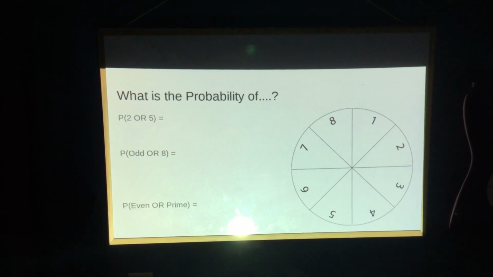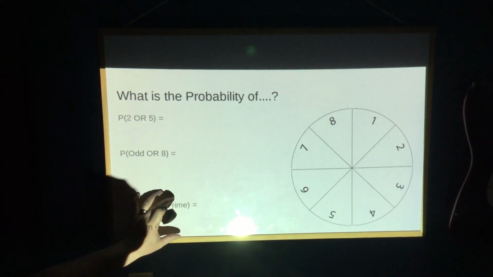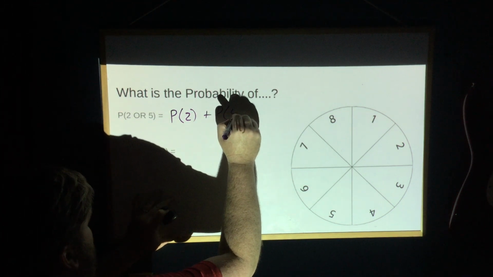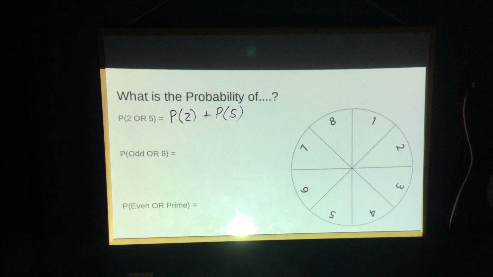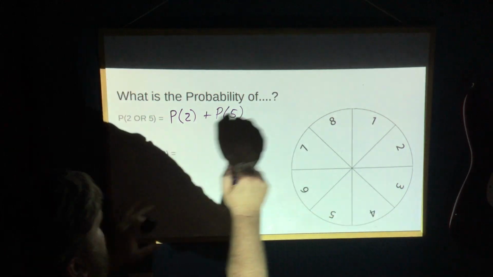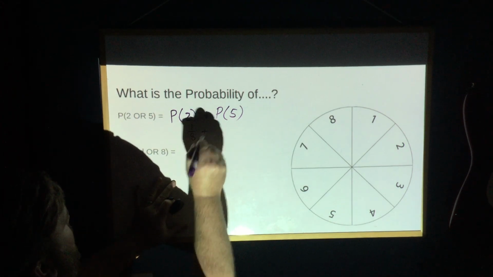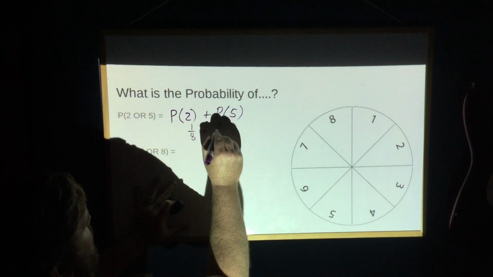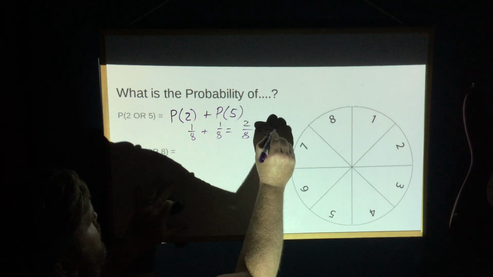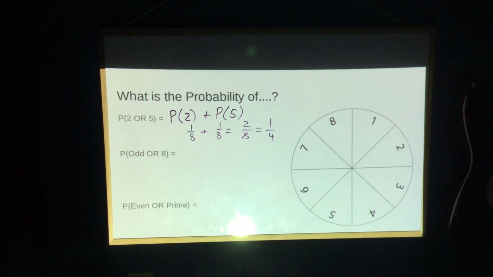Well, if you look at this spin wheel, it is impossible to land on both the 2 and the 5 at the same time. So they are mutually exclusive, which means we just take the probability of spinning a 2 plus the probability of spinning a 5, and we're going to add those 2 together. The probability that we land on a 2 is 1 out of 8, so that's 1/8, plus the probability of landing on a 5 is also 1/8. Add those together, we get 2/8, which reduces to 1/4. So the probability of landing on a 2 or a 5 is 1/4.